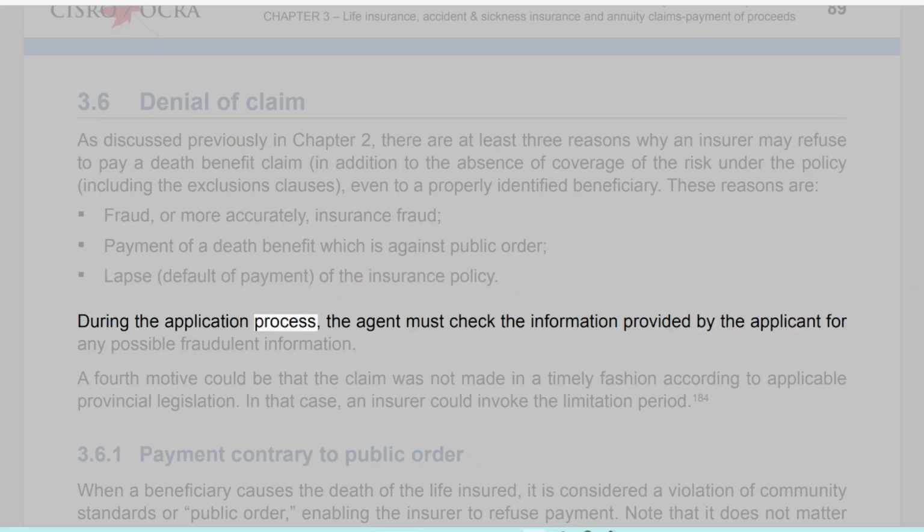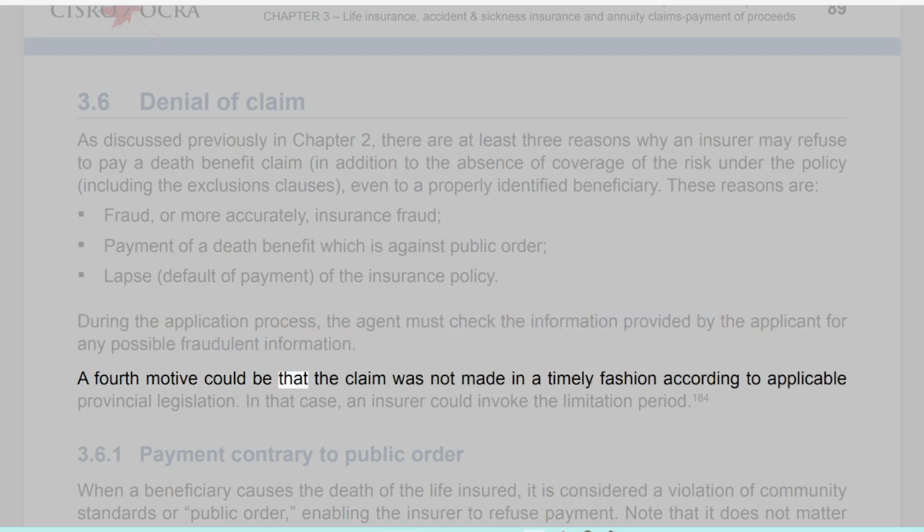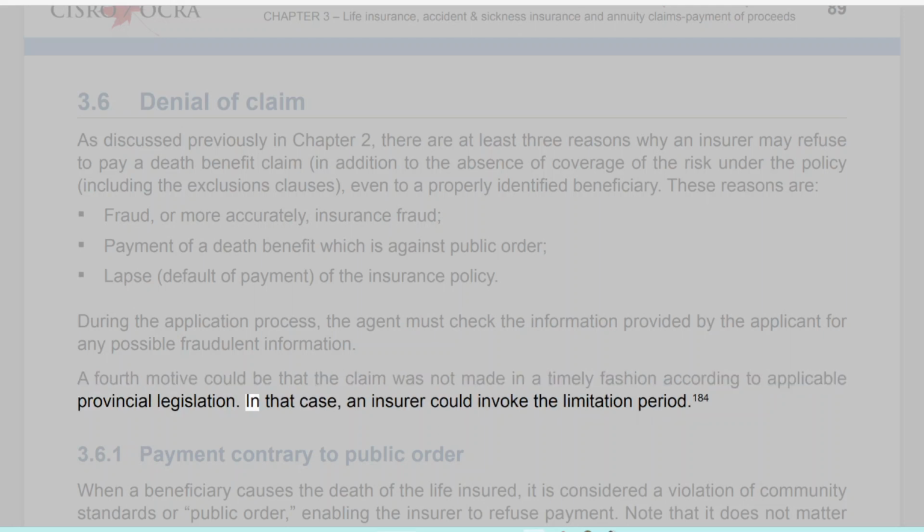During the application process, the agent must check the information provided by the applicant for any possible fraudulent information. A fourth motive could be that the claim was not made in a timely fashion according to applicable provincial legislation. In that case, an insurer could invoke the limitation period. 184.